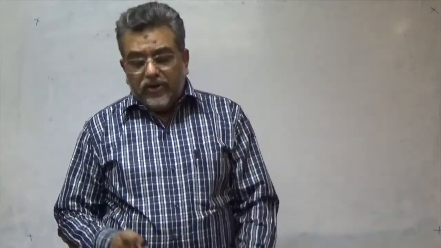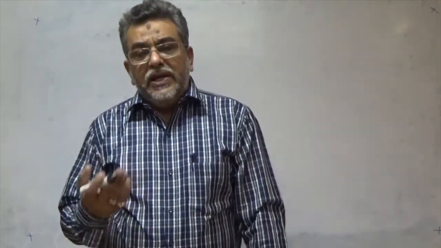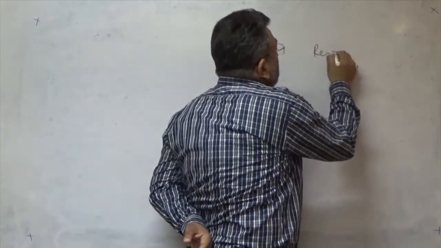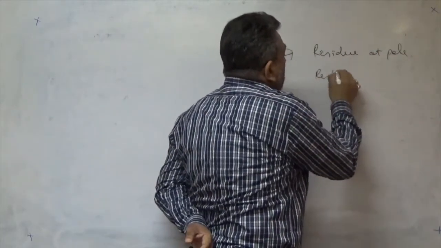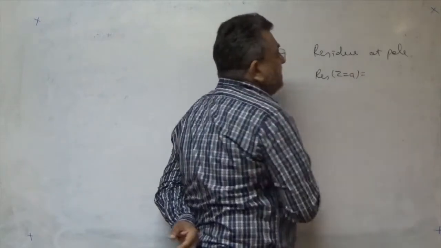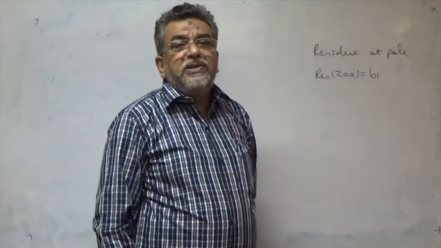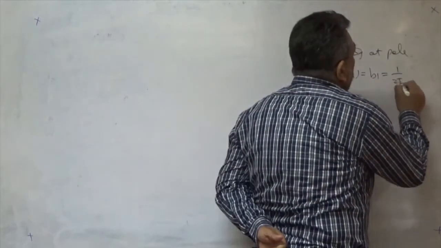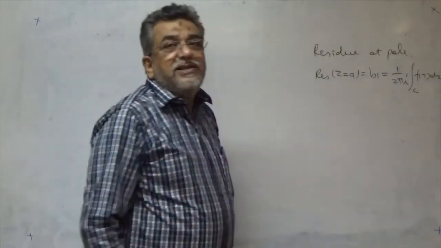Up to the last lecture, I discussed what singularities are and what the types of singularities are: poles, removable singularity, essential singularity. Then in the last lecture I defined the residue at a pole, denoted by Rs at z equal to A. This is defined by b1, the coefficient of 1 upon z minus A in the Laurent series expansion. In integral form, 1 upon 2 pi i integral f(z) dz is b1, the residue at pole A.